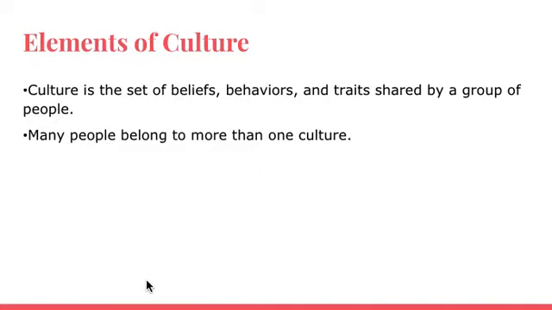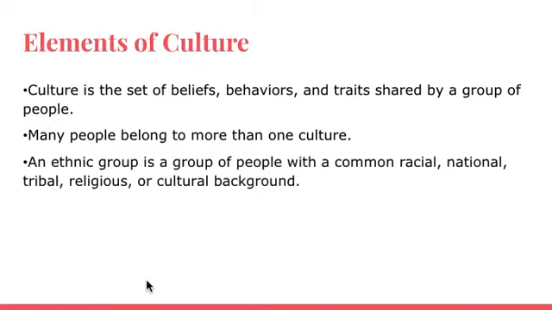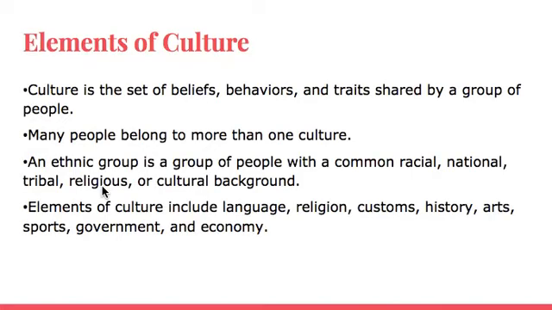An ethnic group is a group of people with a common racial, national, tribal, religious, or cultural background. So we can call ourselves an ethnic group of Christians together. Elements of culture include language, religion, customs, history, arts, sports, government, and economy, what we just covered.